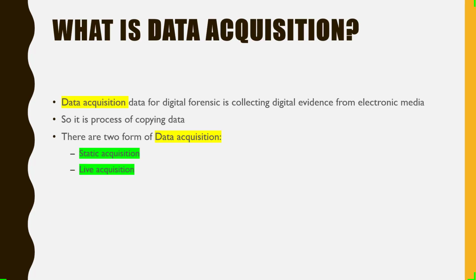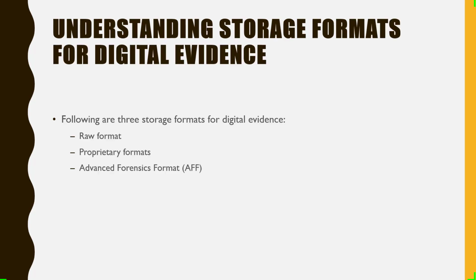What is data acquisition? Data acquisition for digital forensics is simply collecting digital evidence from electronic media. So it is nothing except the process of copying data. There are two types of data acquisition: a static acquisition, which is about acquiring non-volatile data like data in a hard disk, and a live acquisition, which is about acquiring volatile data like data in RAM. In this part, we focus on the static acquisition.